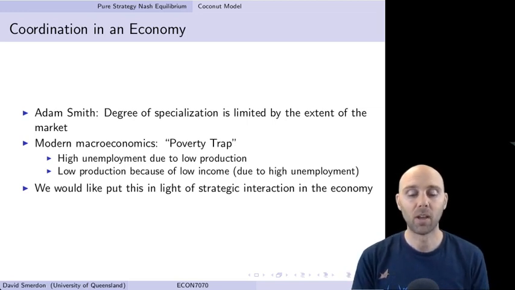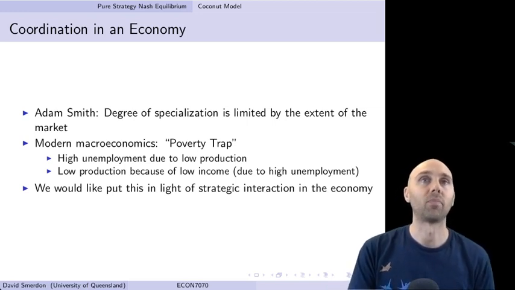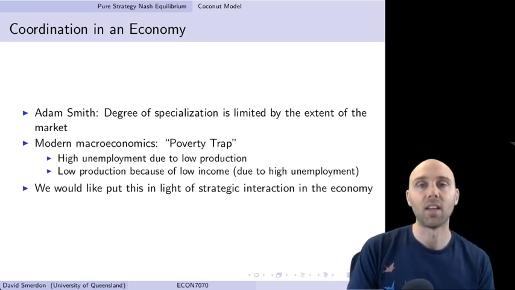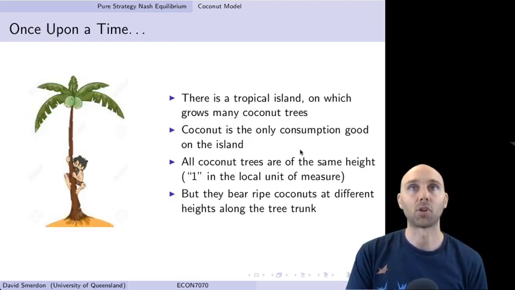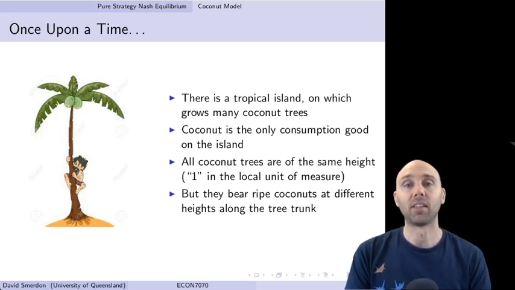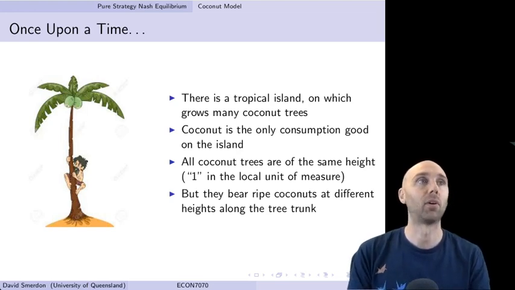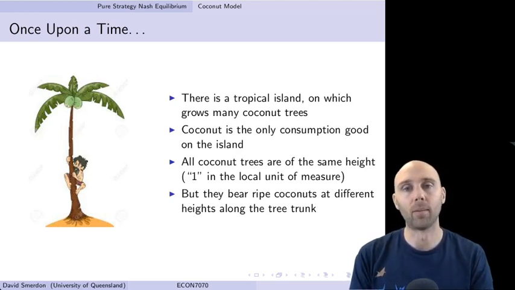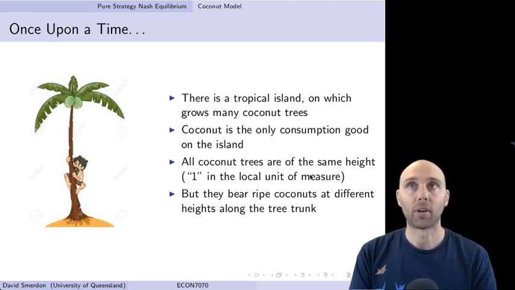We would like to get an idea of how these things can exist in light of a strategic interaction in a toy economy. So we're going to look at an island. Assume there's a tropical island in which there are lots of coconut trees. Coconut is the only consumption good on this island. All coconut trees are of the same height. We'll call them 1 in whatever the local unit of measure is. But they bear their ripe coconuts at different heights along the tree trunk.